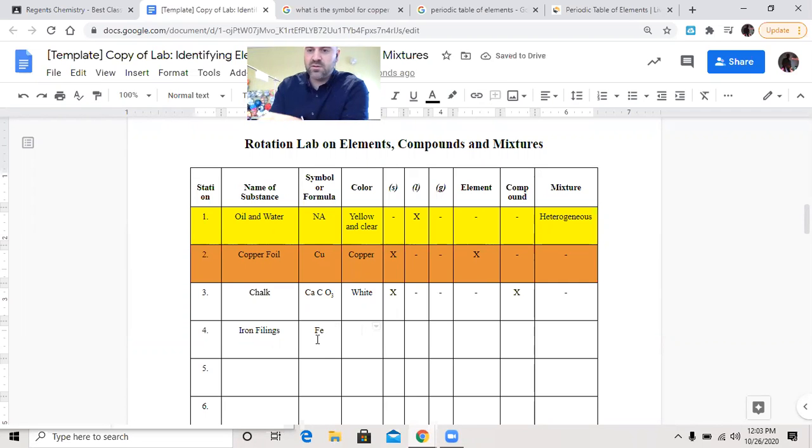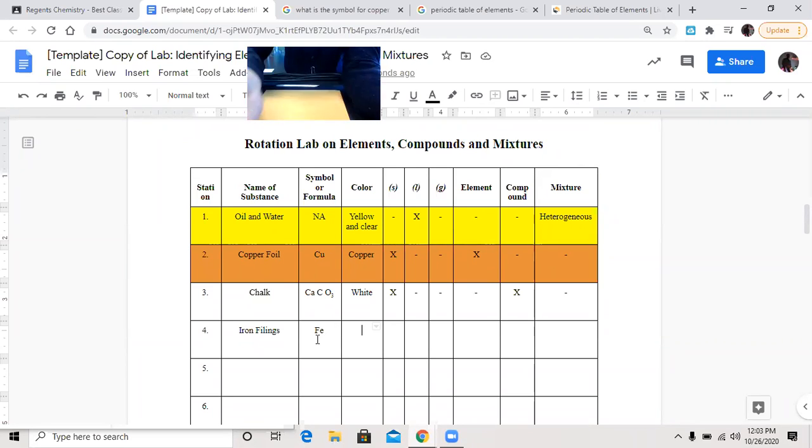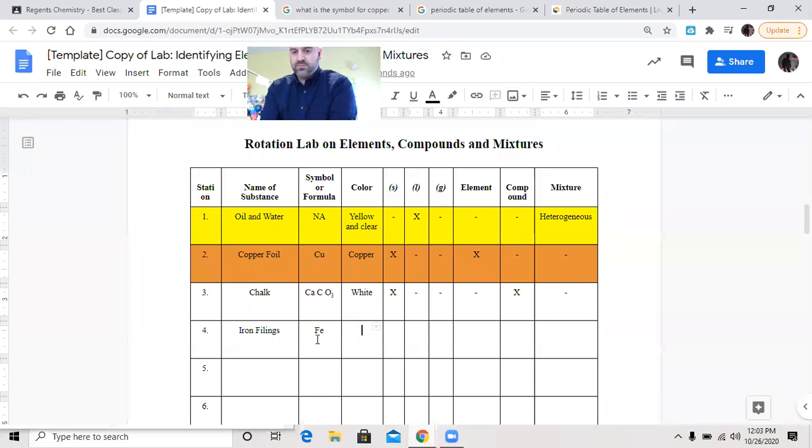The color of iron filings looks like a brown. Yeah, it looks like brown. Some people from the other class said gray. But from what I'm seeing, maybe it was just a reflection of the screen. It looks like a brownish color. Maybe you see brownish gray, but it should be like a brown. Thanks. So brown.